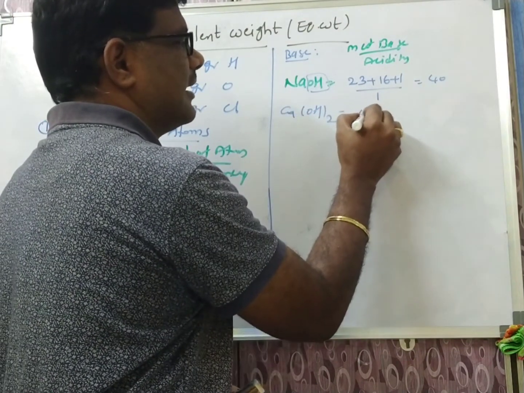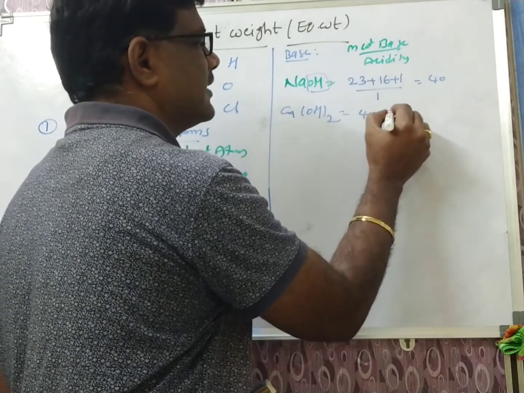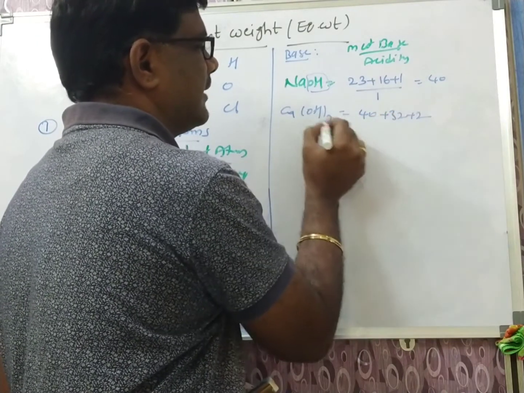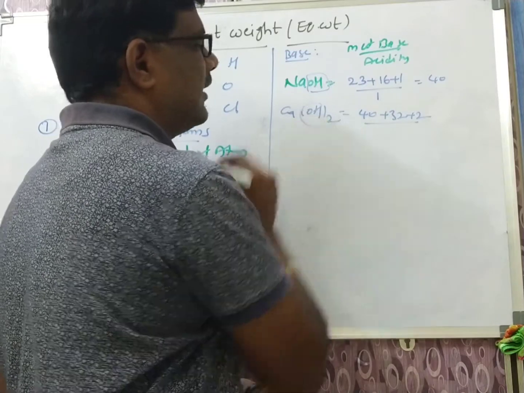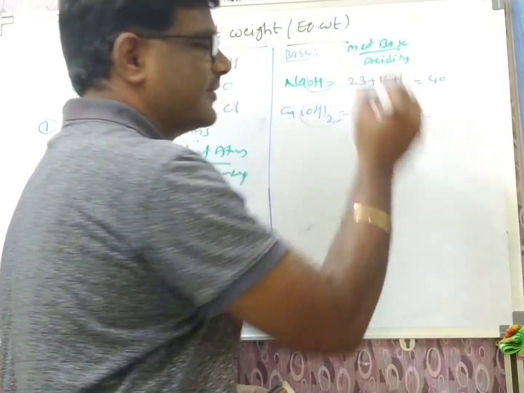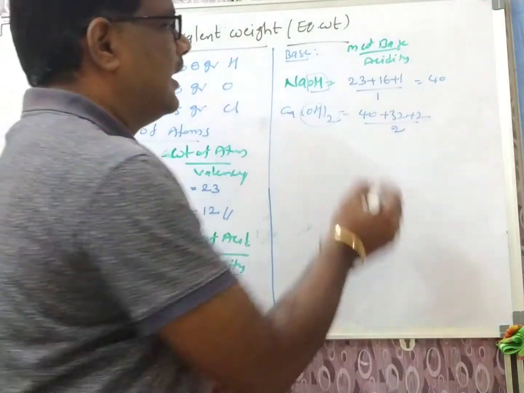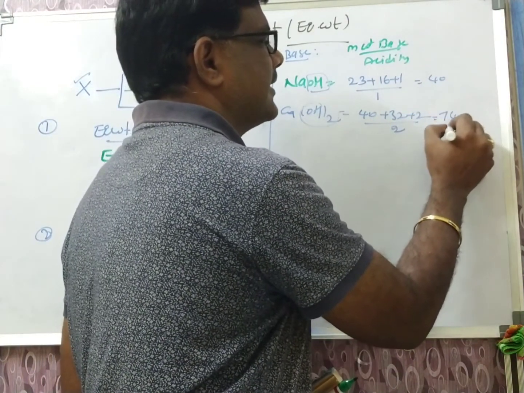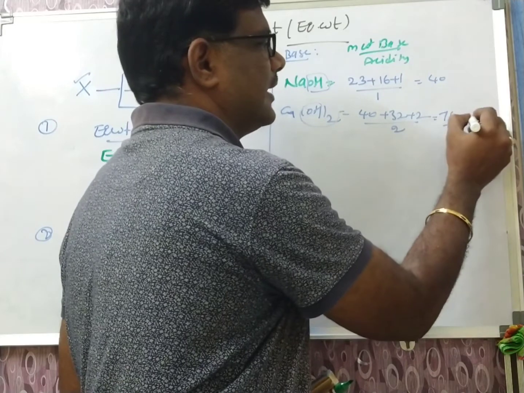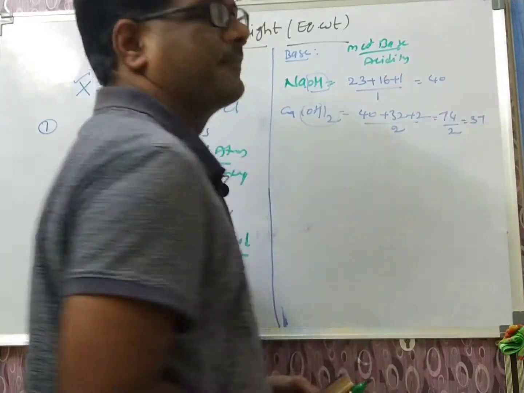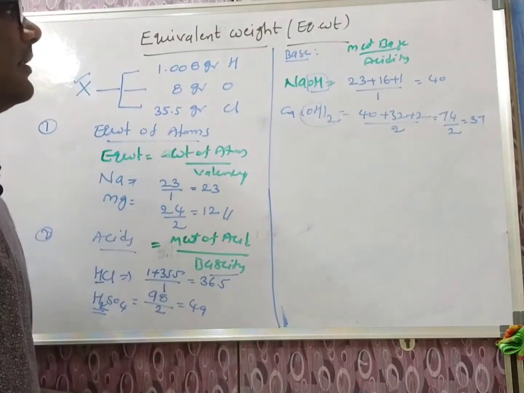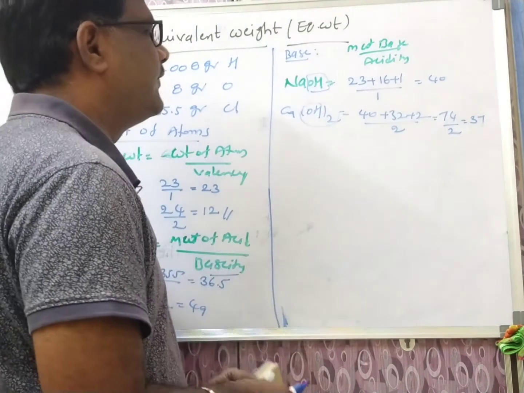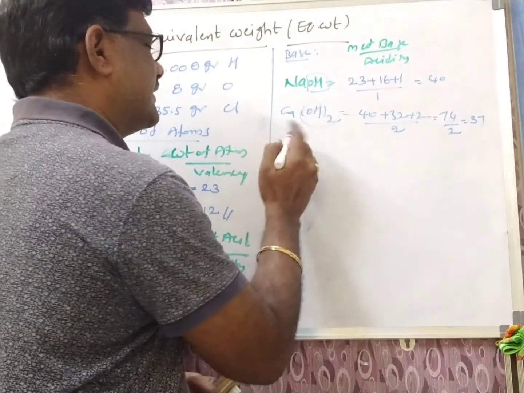Calcium, if you observe, has atomic weight 40, 2 oxygens is 32, 2 hydrogens is 2, divided by how many hydroxyl groups? 2 hydroxyl groups, so the number of replaceable is 2. Ultimately, 40 plus 32 is 72, plus 2 is 74. 74 by 2, you will get 37. Like that we will calculate the equivalent weight of the base. And the fourth one, equivalent weight of the salt.